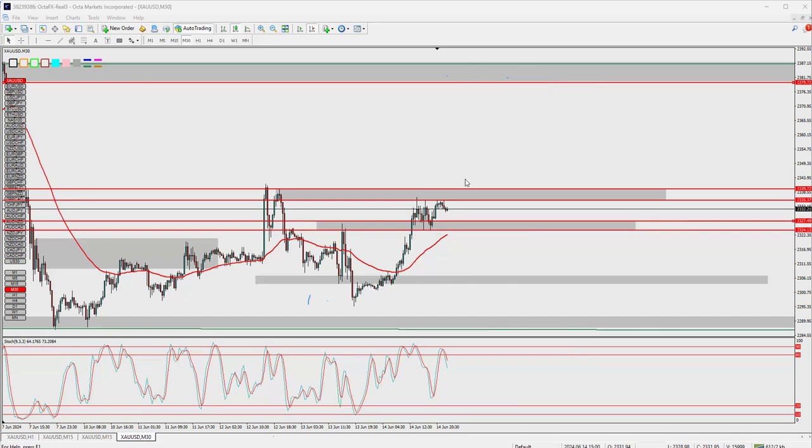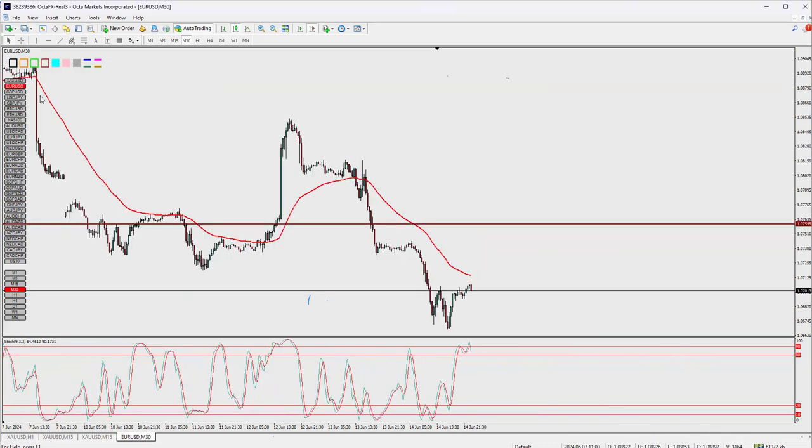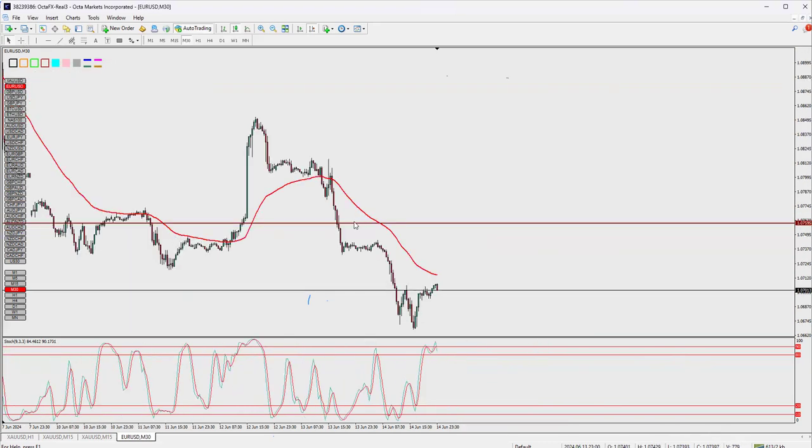Okay, so how do you draw zones of interest? Let's look at this. Because I've already marked on gold, let's look for a different pair. So let me take Euro USD. Here we have Euro USD, and I'll start from a daily time frame.